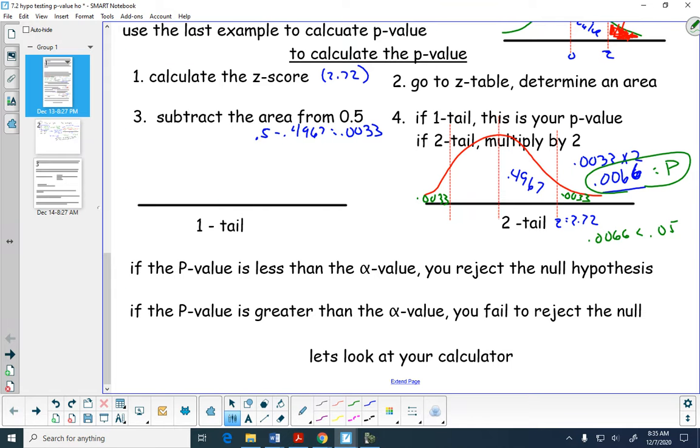Because now we're going to take a look at our calculator. Once again, I told you your calculator is a very, very nice tool to have. Now, I'm not going to ask you to go through and calculate a p-value in this manner, because your calculator will do this for you. So let's go back to our calculator.